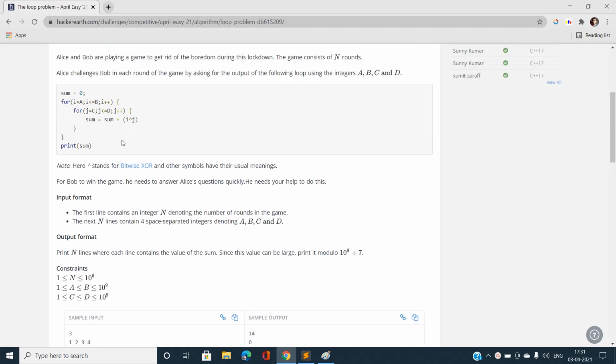That is, for every I from A to B and for every J from C to D, we need to compute this XOR sum. Okay. So how are we going to do that? Let's understand this in detail.